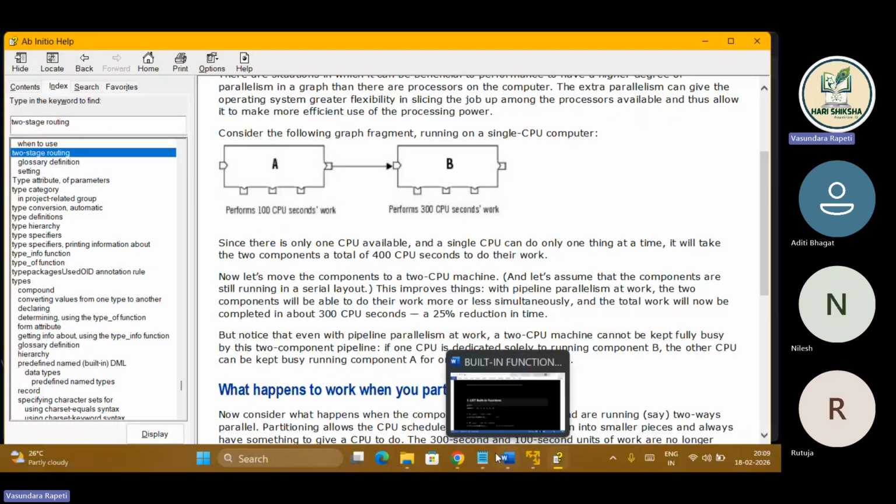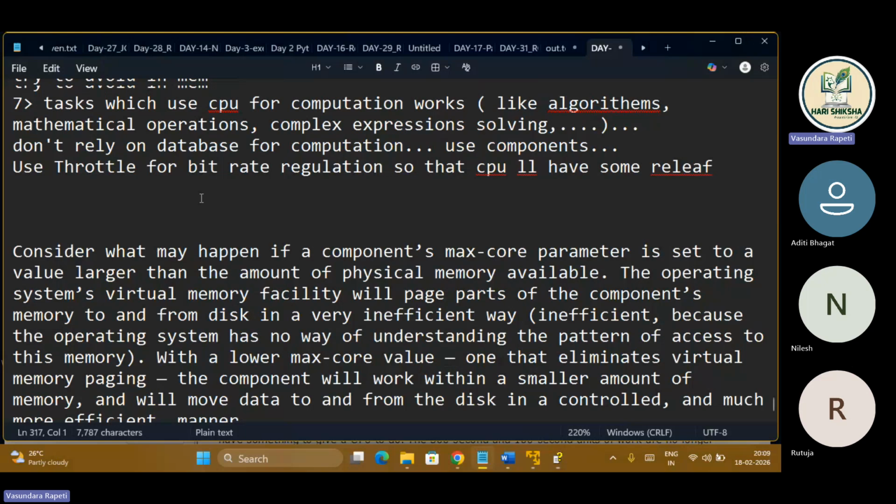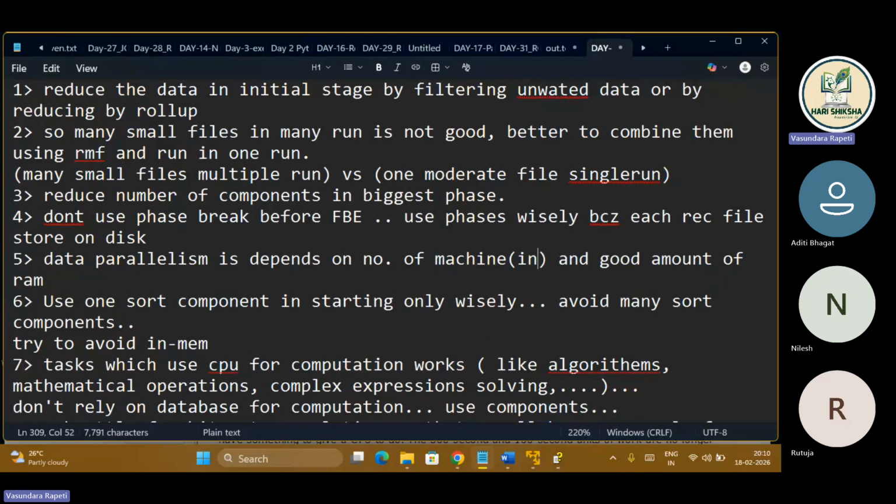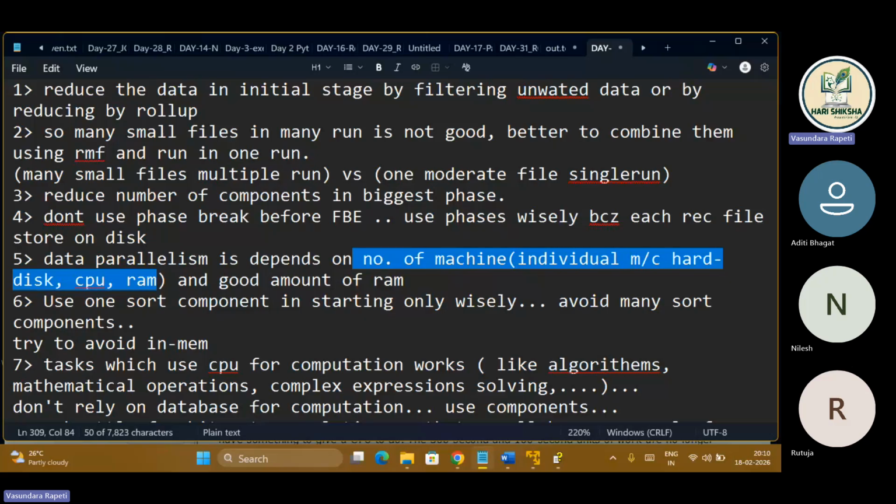And what matters in degree of parallelism? So I have written here, data parallelism depends on the number of machines. Machine means a machine has three things: individual machines, hard disk, mainly three things. It will have many things, but these three are impacting. These three will increase. If you have n number of machines, that much parallelism you can think of, and a good amount of RAM.